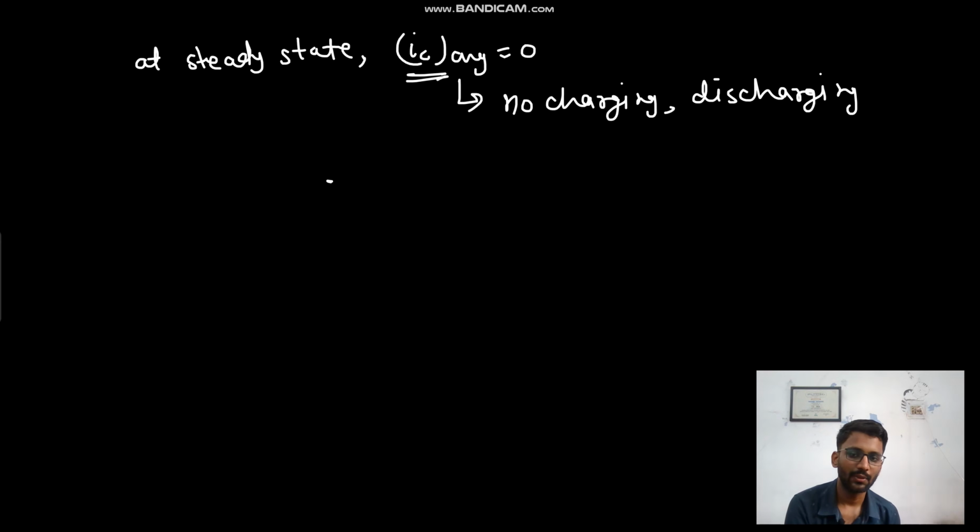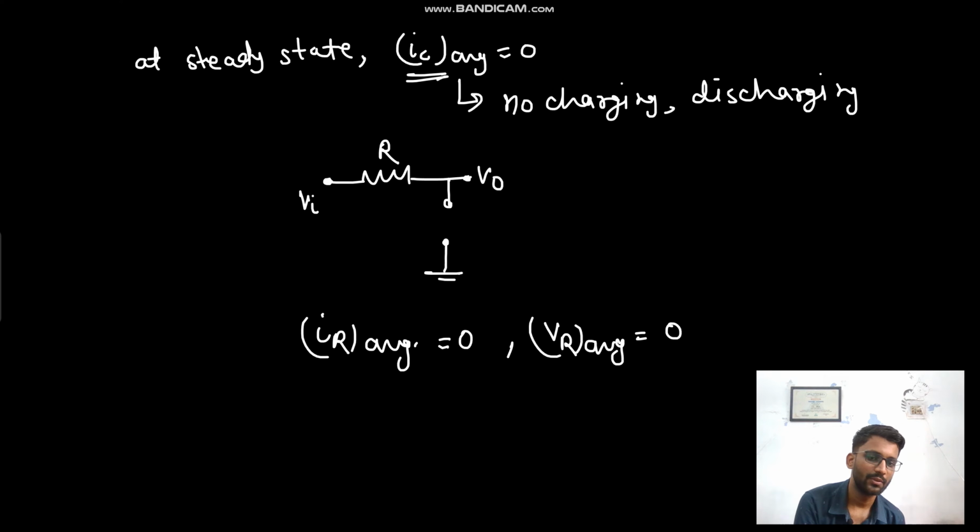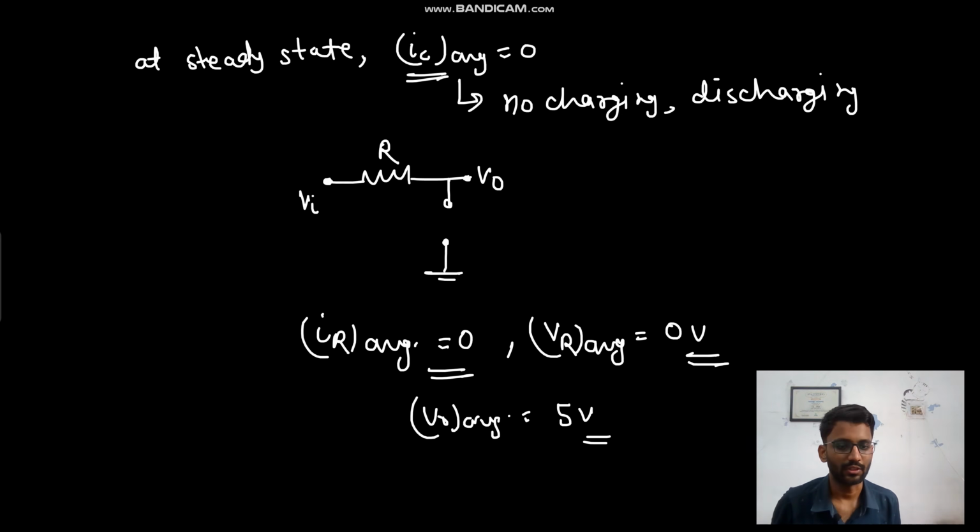So if IC average is 0, what can you do? You will replace it with an open circuit. This is your V naught and this is your V in. Then your IR average will also be 0. If your IR average is 0, then your VR average will also be 0, right? Because your VR average will be IR average into R. So it will also be 0. And your V naught average will be equal to V in average, that is equal to 5 volt. So I hope you have understood this concept.